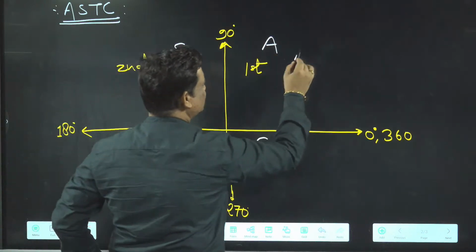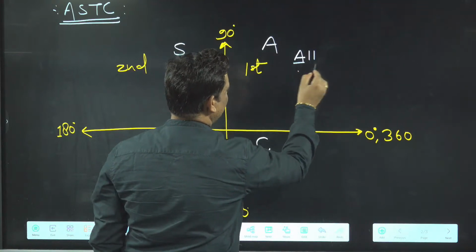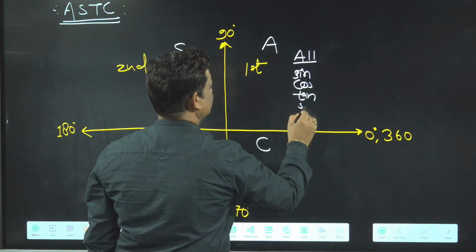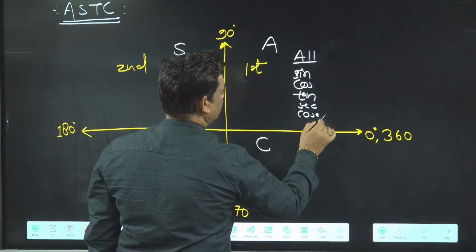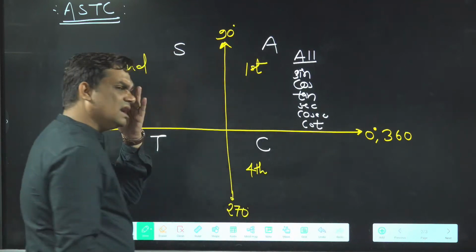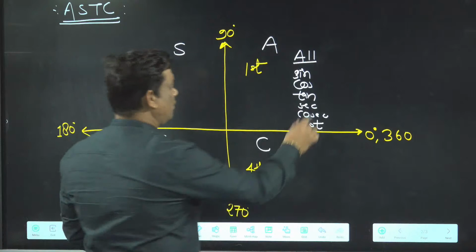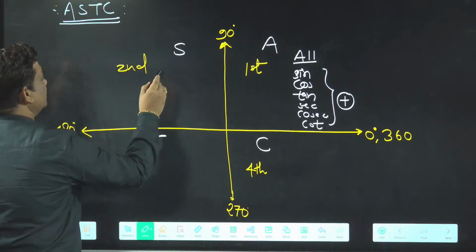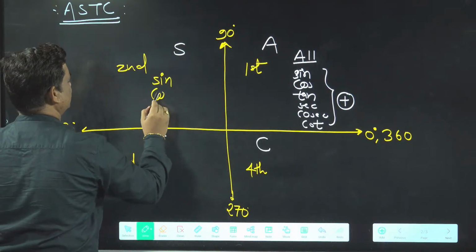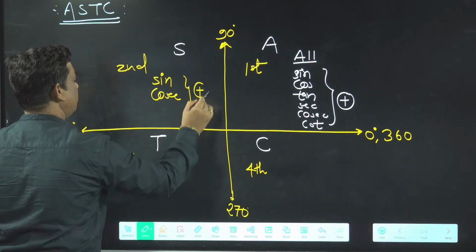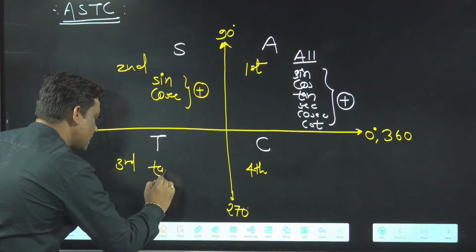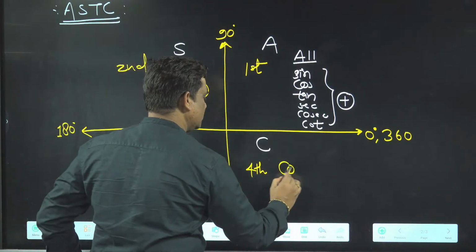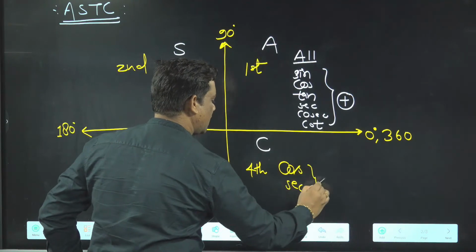A indicates all. All means that all the angles, sine, cos, tan, sec, cosec, as well as cot, all the 6 ratios are positive in the first quadrant. Now S means sine as well as its reciprocal, cosec, positive. Here tan as well as cot are positive. And in the fourth, C means cos and sec are positive.